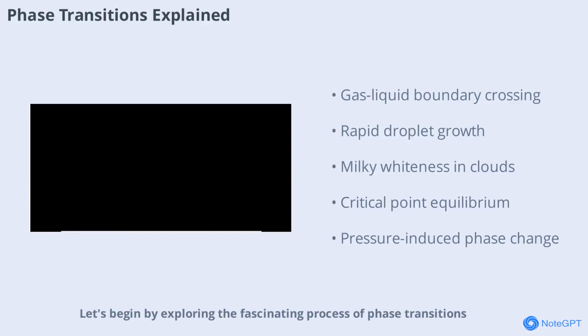Let's begin by exploring the fascinating process of phase transitions, particularly from gas to liquid. In a closed container, as temperature drops, the system undergoes a discontinuous change at the gas-liquid boundary. Initially, the gas phase is uniform, but as cooling continues, droplets of the denser liquid phase start to form and grow. These droplets persist longer and eventually absorb surrounding gas molecules, becoming large enough to scatter visible light.